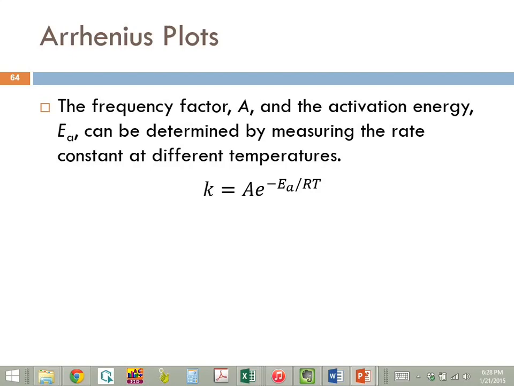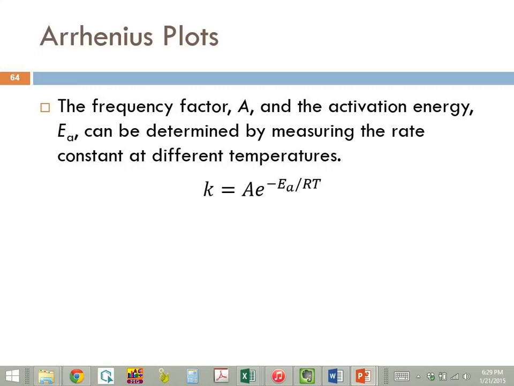Well, we did plotting of things, graphing of data last week, and so it's probably not a surprise that we're going to graph some data talking about this as well. So the Arrhenius factor can be graphed. So we can find the frequency factor A and the activation energy EA by measuring the rate constant at different temperatures. So let's see how that works. Let's see if I can remember how to do it.